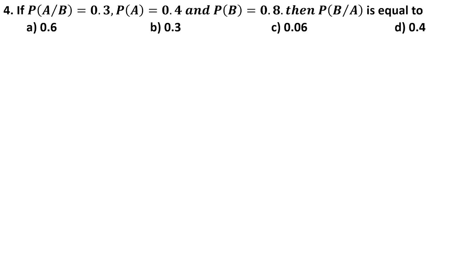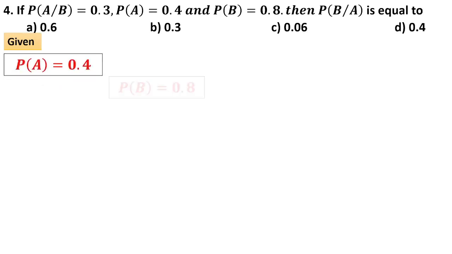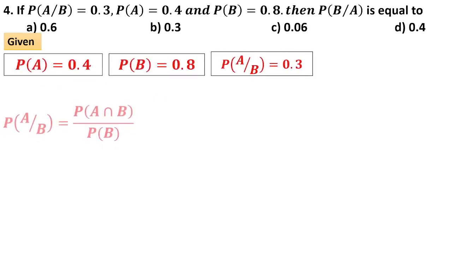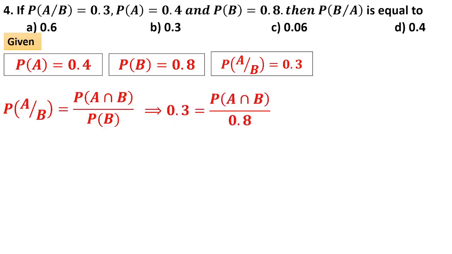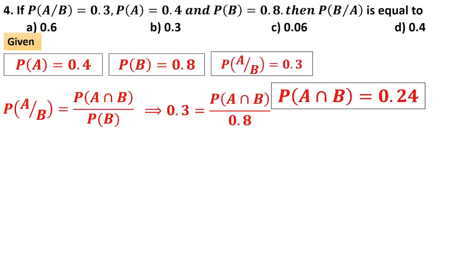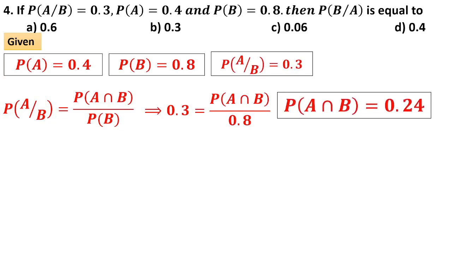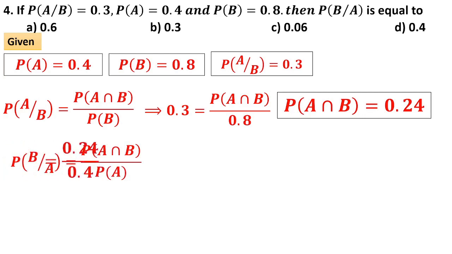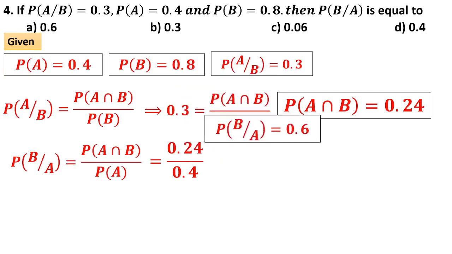Question number 4. Probability of P of A slash B is equal to 0.3. P of A is given, P of B is given. We have to find P of B slash A. You know the formula for P of A slash B. Let us find P of A slash B. It is P of A intersection B by P of B. By doing cross multiplication, I got the answer for P of A intersection B. Go back to the question asked, P of B slash A. You know the formula, P of A intersection B by P of A. 0.24 divided by 0.4, the answer is 0.6.